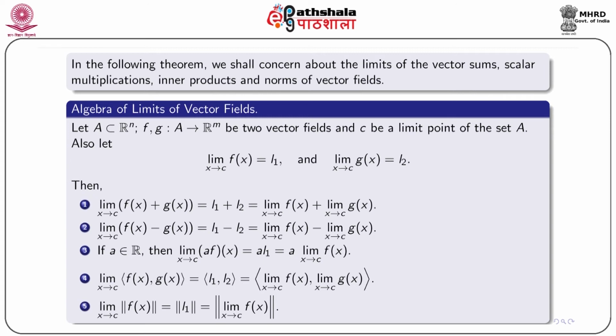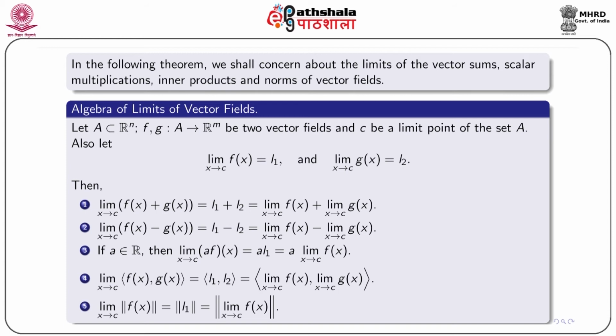The theorem reads as follows: let A be a subset of Rn, f and g are vector fields defined on the set A and their codomain is Rm, and C is a limit point of the set A. We assume the limits of f and g both exist as x approaches C. Let the limit of f(x) equal L1 and the limit of g(x) equal L2 as x tends to C.